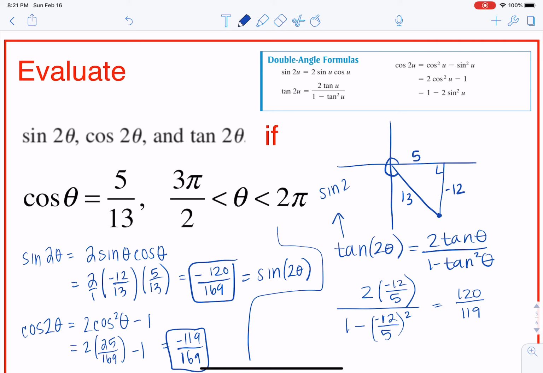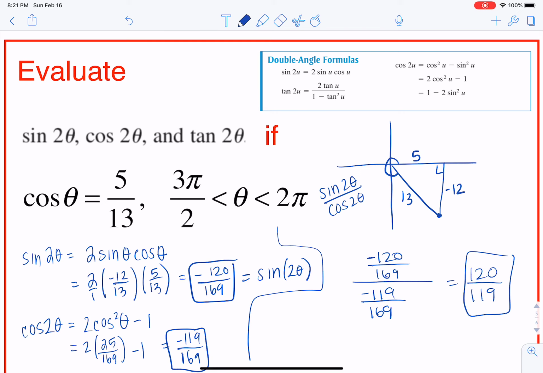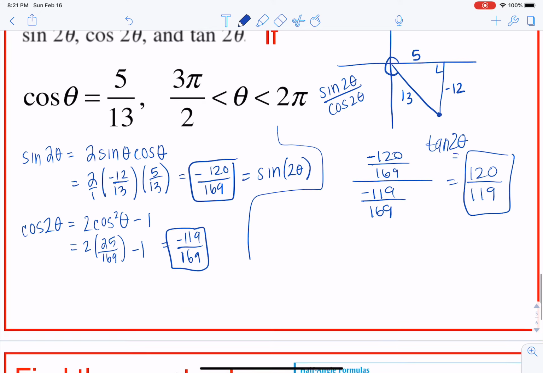And another way that we could approach tan of 2 theta is that we could say that this is sine of 2 theta over cosine of 2 theta. So I could take my sine of 2 theta, which was -120/169, all over -119/169, and that would give me 120/119 for my tan of 2 theta.